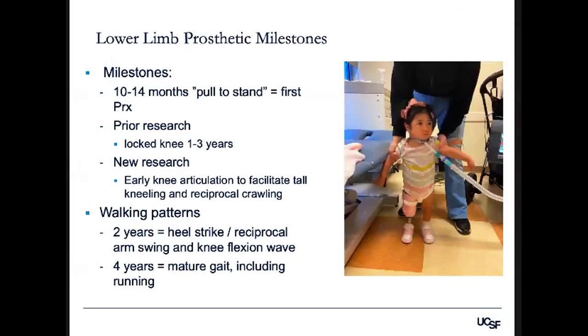So with regard to lower limb milestones, a little bit different. The ideal time is to start fitting a child with a lower limb prosthesis when they begin to pull to a stand. Prior research suggests that a manually locked knee or a monolithic non-articulated pylon, as you can see pictured here, until about the age of 3 is indicated, or until the child can control a prosthetic knee joint. And I think that's intuitive and makes sense.